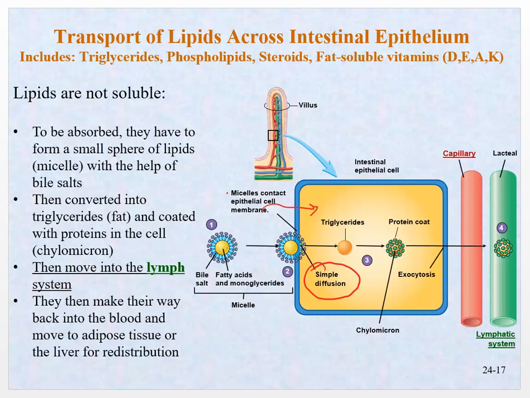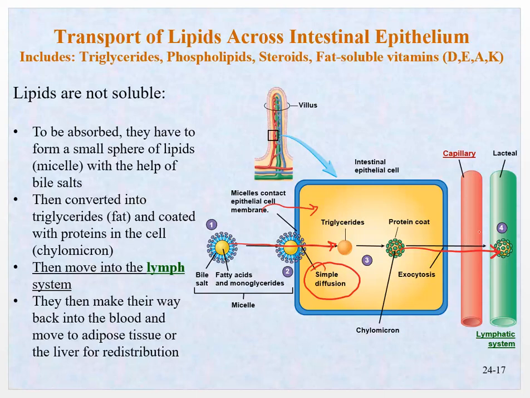To be absorbed, they have to form a small sphere of lipids, or a micelle, with the help of bile salts. So that's something else that bile salts can do. Then those can move in, and they reform into triglycerides. They are converted into triglycerides coated with proteins in the cell, which is a chylomicron. That's what we call that. It moves into the lymph, and from the lymph, they make their way to the liver and to fat tissue, and that's how lipids get in.